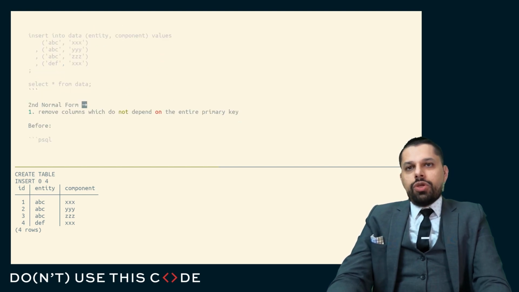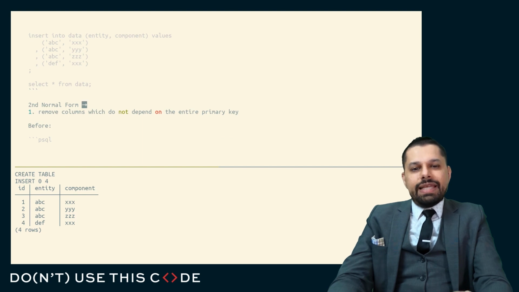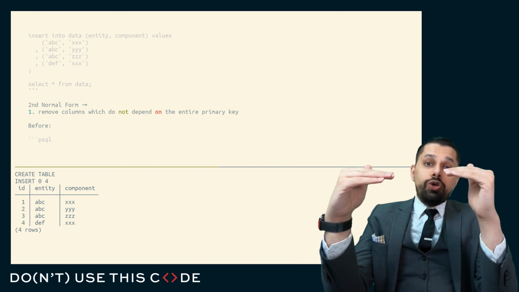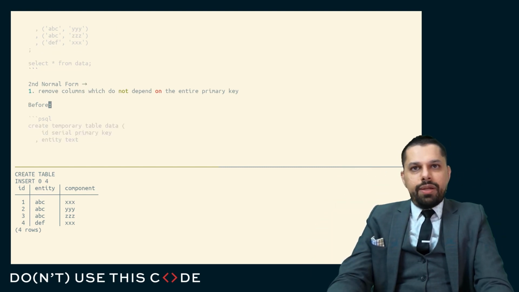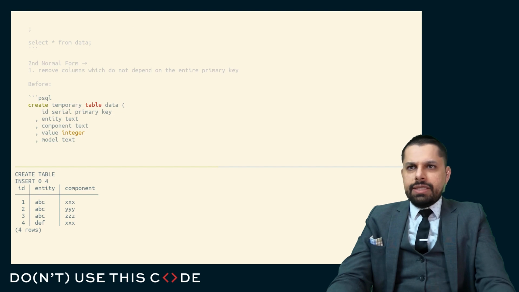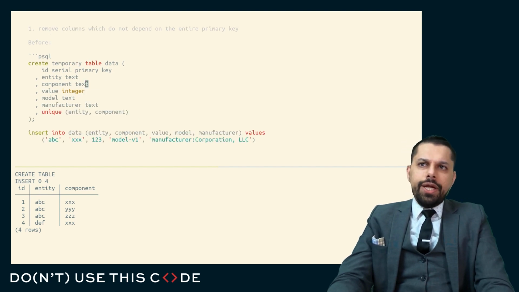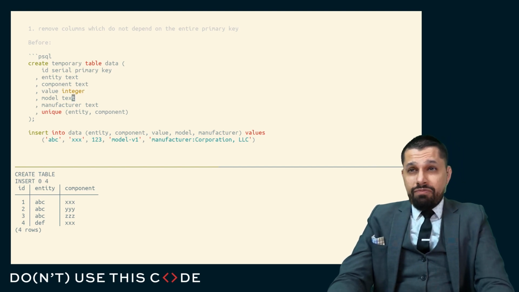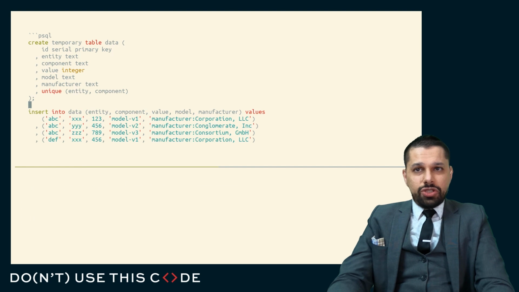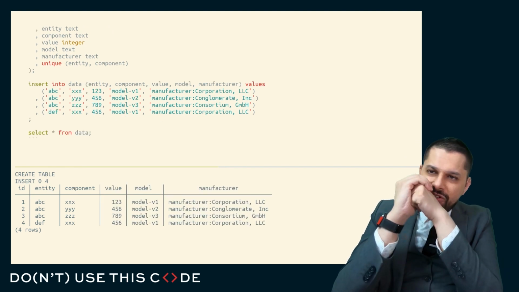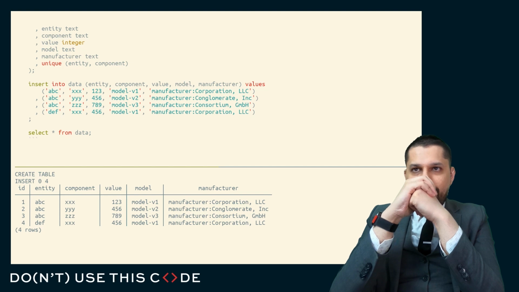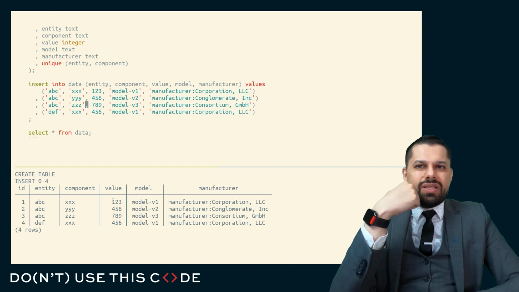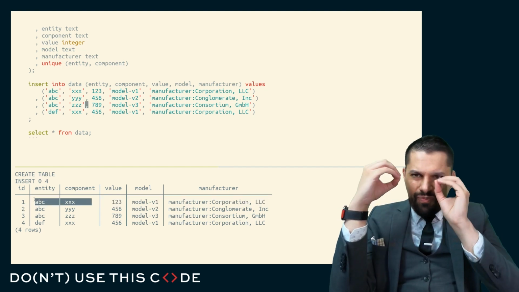In the second normal form, you're removing columns which do not depend on the entire primary key, because those tuples that have extra columns that don't depend on the entire primary key lead to these anomalies. So here's an example. Here I have an entity, a component, some value that I've captured for that, and some information about this entity, the model and its manufacturer. And when you think about it, the value depends directly on the primary key. Whether we consider that to be this ID column or this thing, we're going to say this is some measurement that we captured for this unique entity.